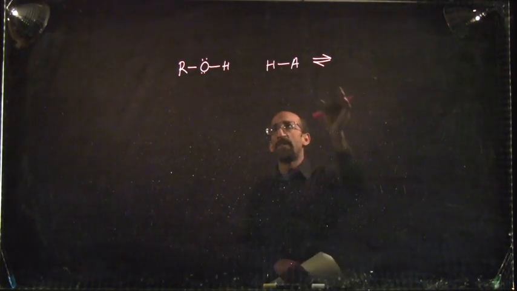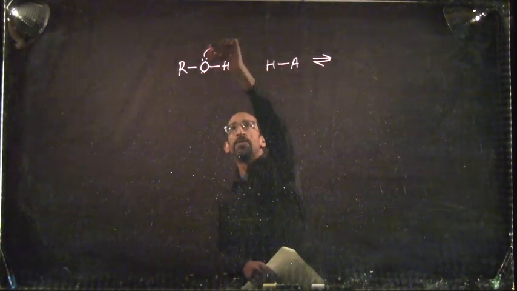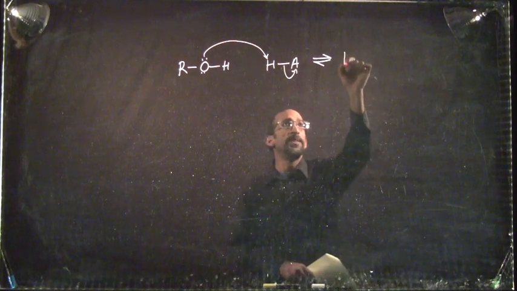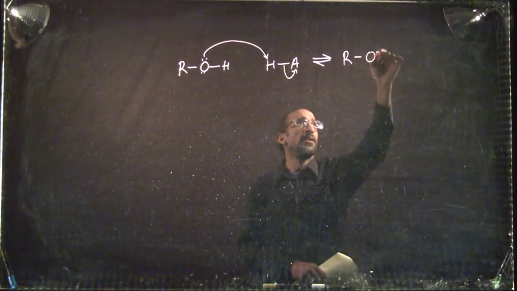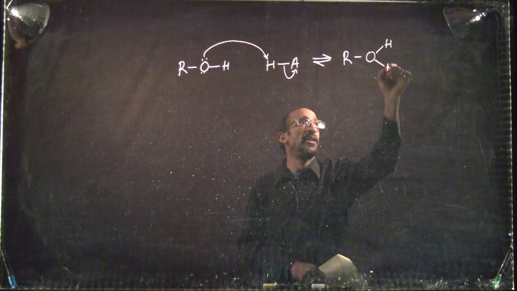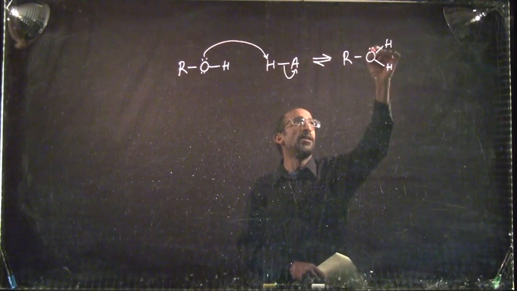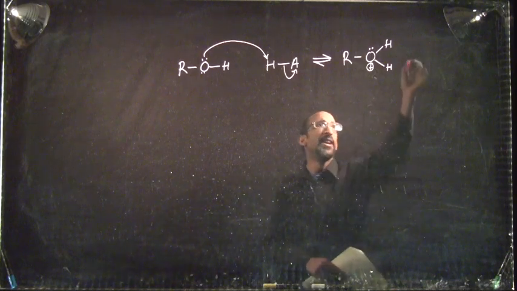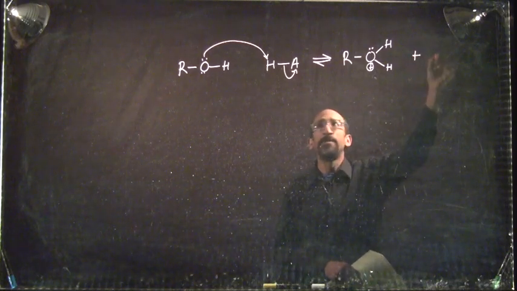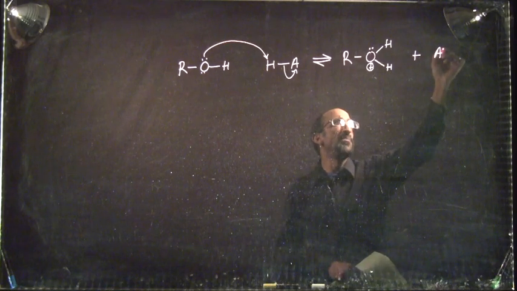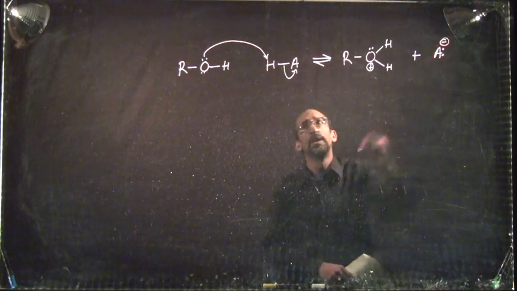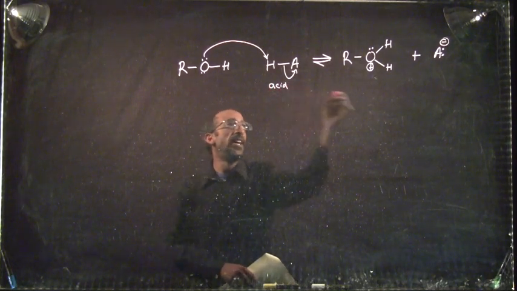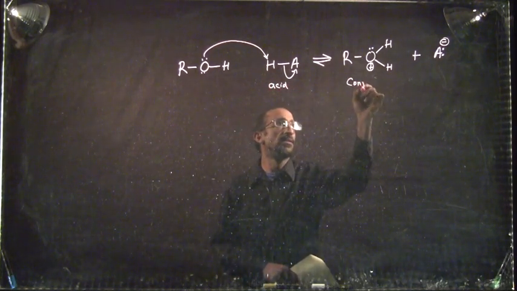For the products of this acid-base reaction, we can draw arrows to show electron movement and dissociation. We're going to form what's known as a protonated alcohol, or more commonly, what's called an oxonium ion, and we're going to have the conjugate base of our acid. Here now we can begin to label our species. Here we have our acid and our conjugate acid.